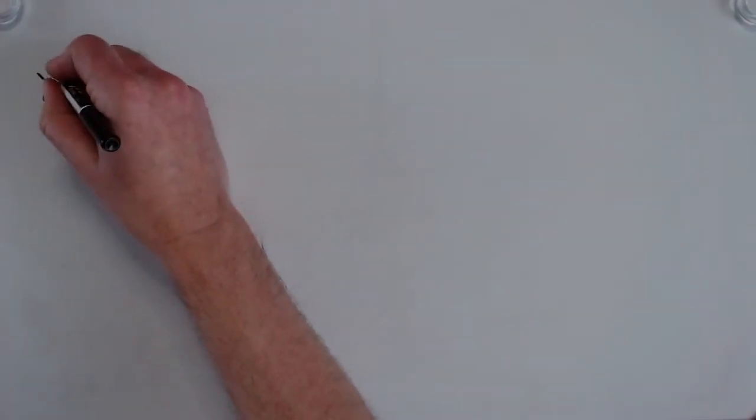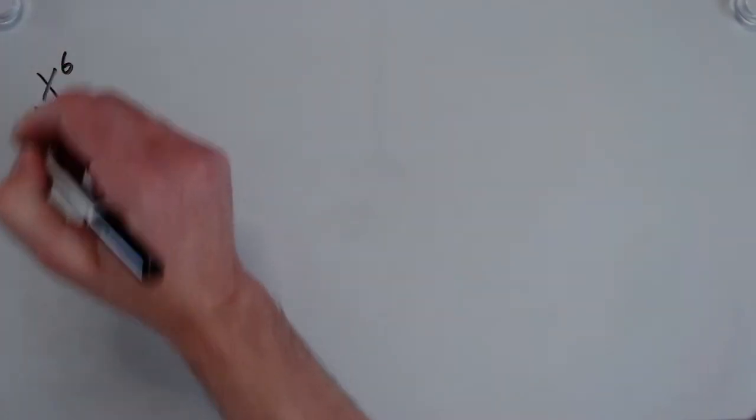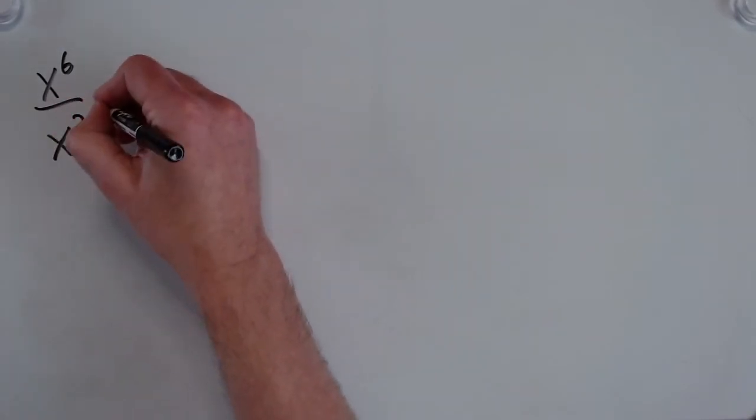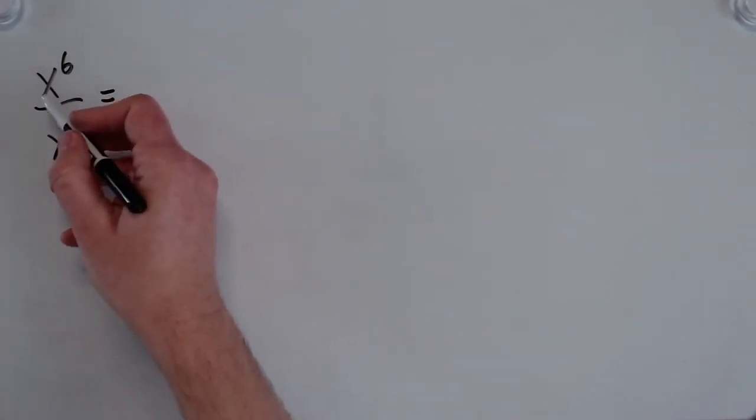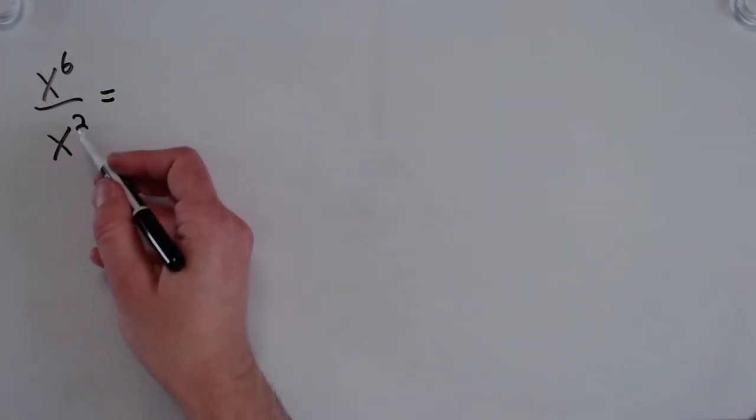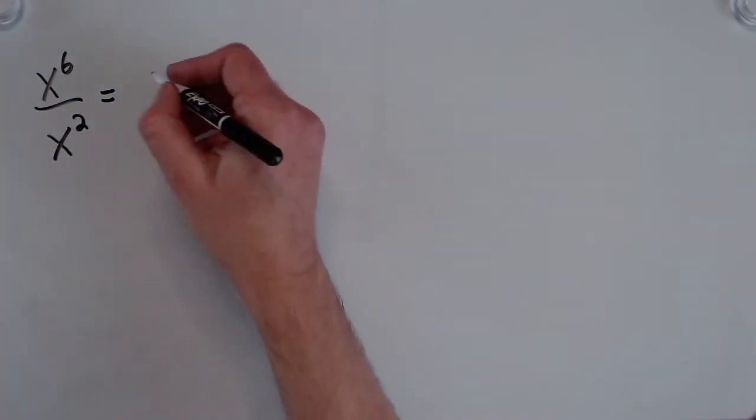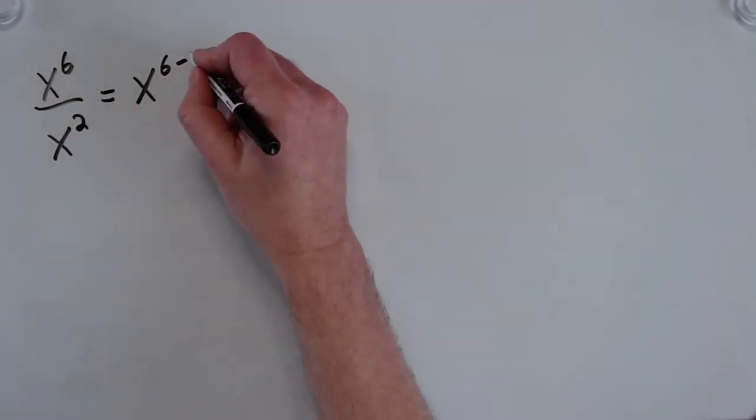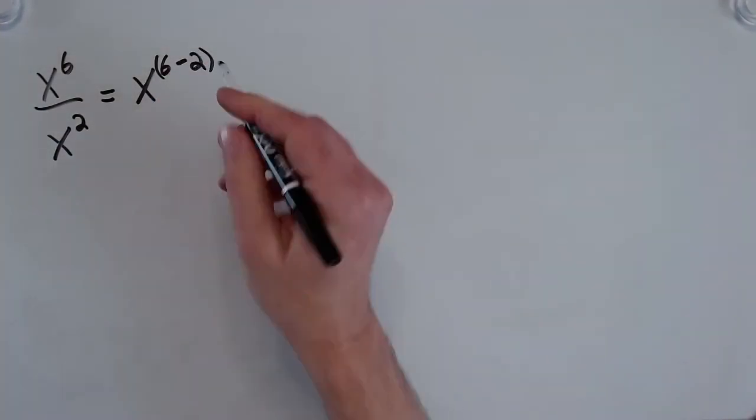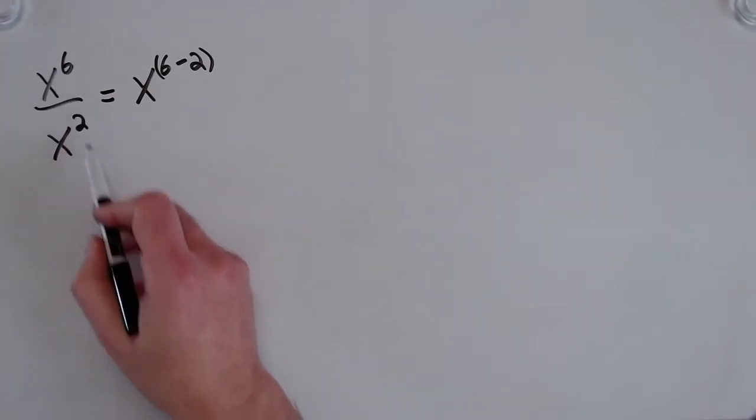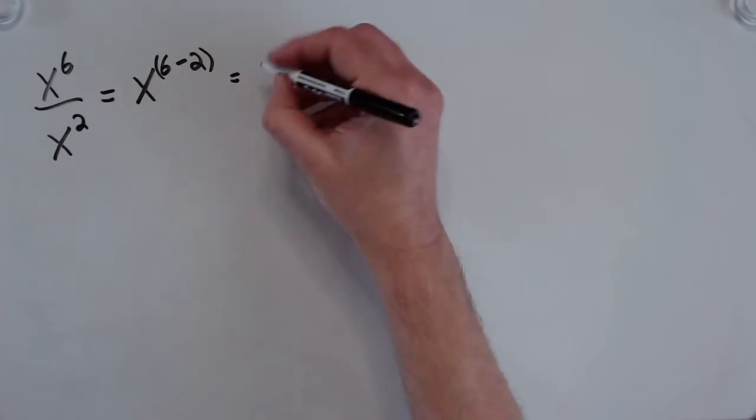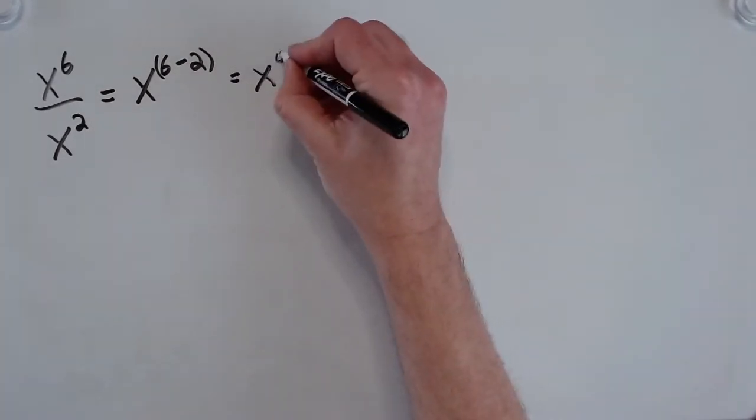Alrighty, we're going to divide some exponents. X to the 6th over x squared. So we have x to some power, x to another power. We know the answer is going to be x to the 6 minus 2 power, because we're dividing. So x to the 6 minus 2 is equal to x to the 4th.